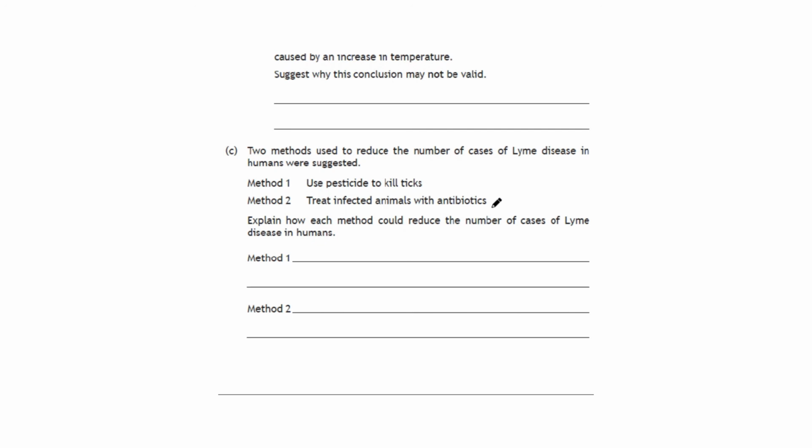Then the second one, treat infected animals with antibiotics. That would mean you would have less bacteria in the animals, so you have fewer infected ticks to transmit it to humans. Or less bacteria, so that means there's less chance of the disease being passed on to humans. Or you could say when the tick bites the animal, it will not pick up the bacteria, which means it can't pass it on to humans. And that is them all.